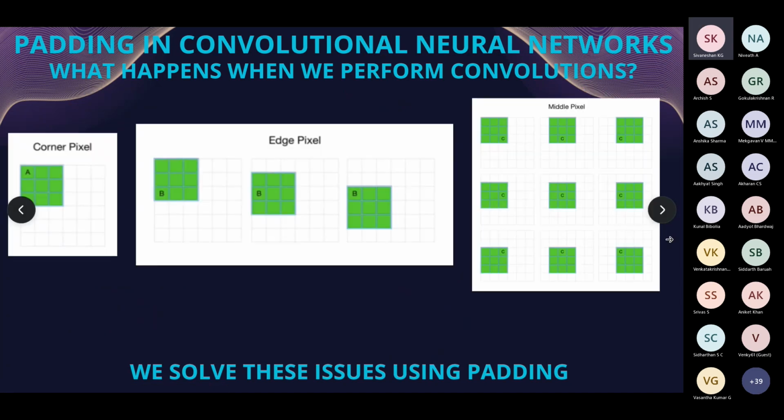You can see here that the corner pixel will be covered only once. This is a 3x3 kernel, and an edge pixel will be covered thrice. But a middle pixel, like that one there on the right, will be covered 9 times. So we are focusing on the central part only, and that would restrict us and bring down our efficiency.